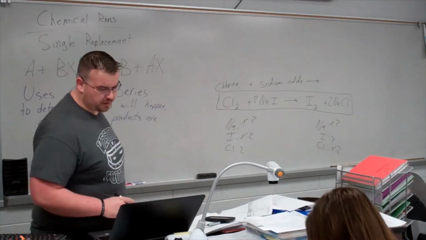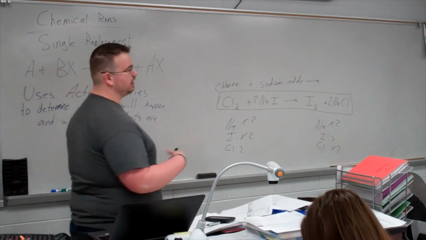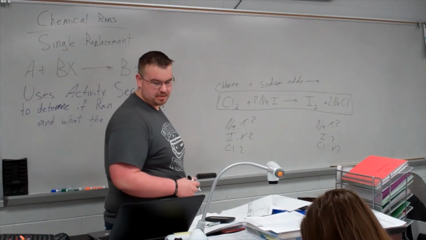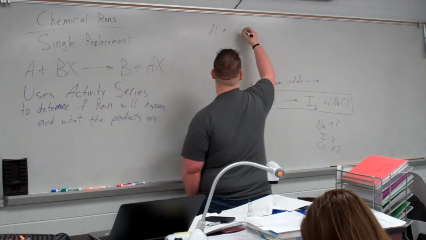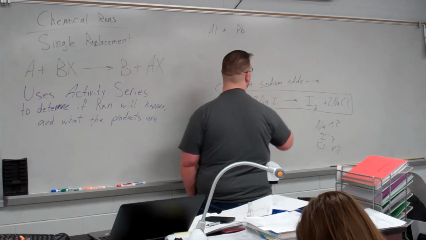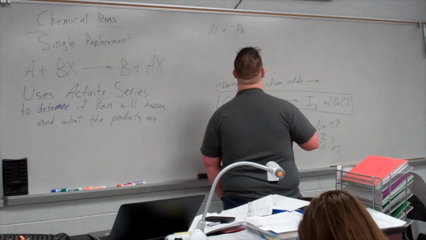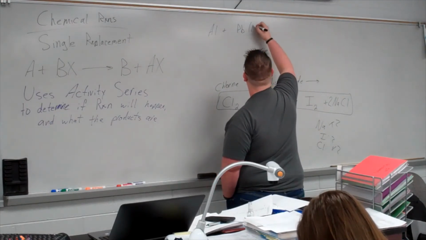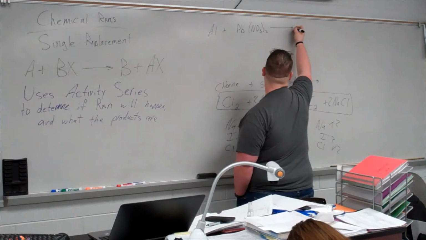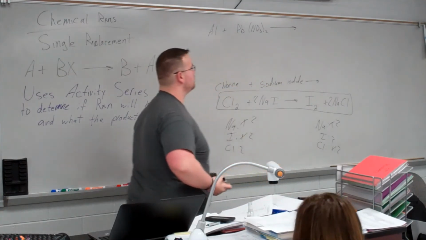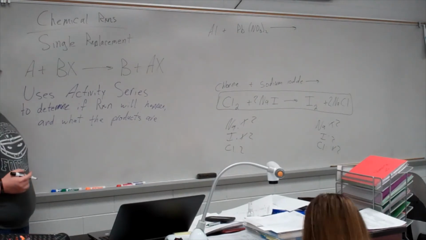Chloride. All right, so let's talk about replacement of a metal in a compound by another metal. In other words, you've already done this. It's not that bad. So let's say we have aluminum plus lead(II) nitrate. Now, you give me the proper chemical equation for that.